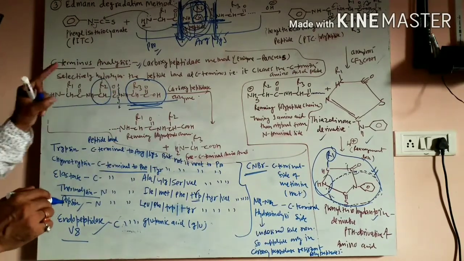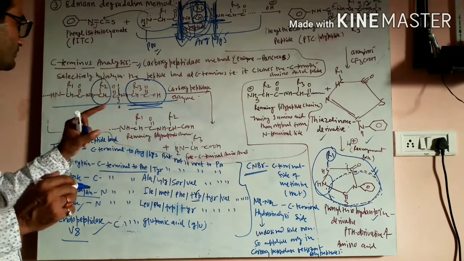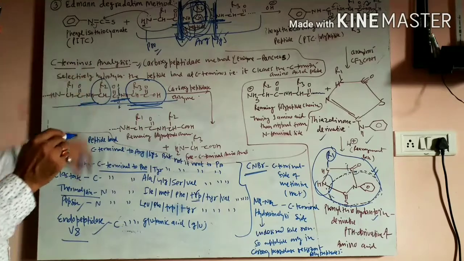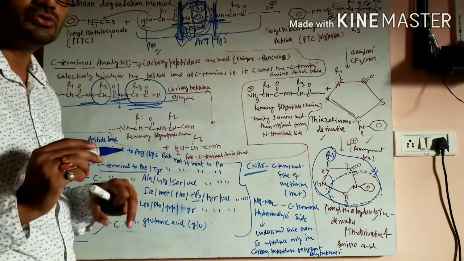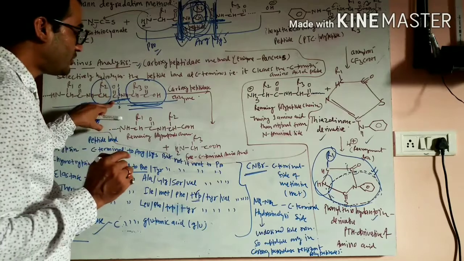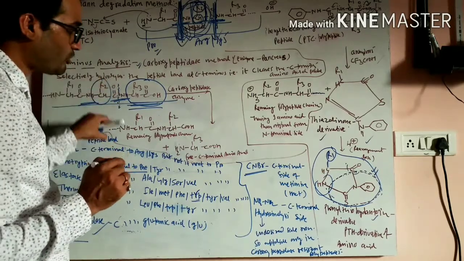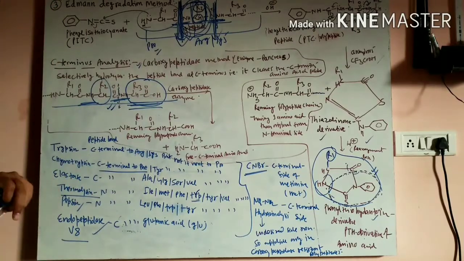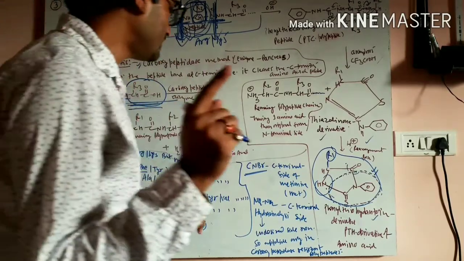What will cyanogen bromide do? This is the C-terminal side and this is the N-terminal side of this methionine molecule. It will cleave the C-terminal amide bond of this methionine molecule. So this is selective for methionine.